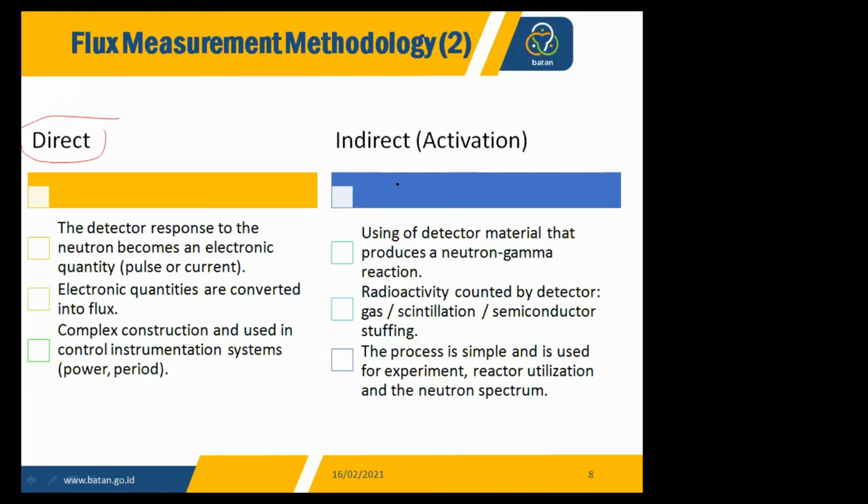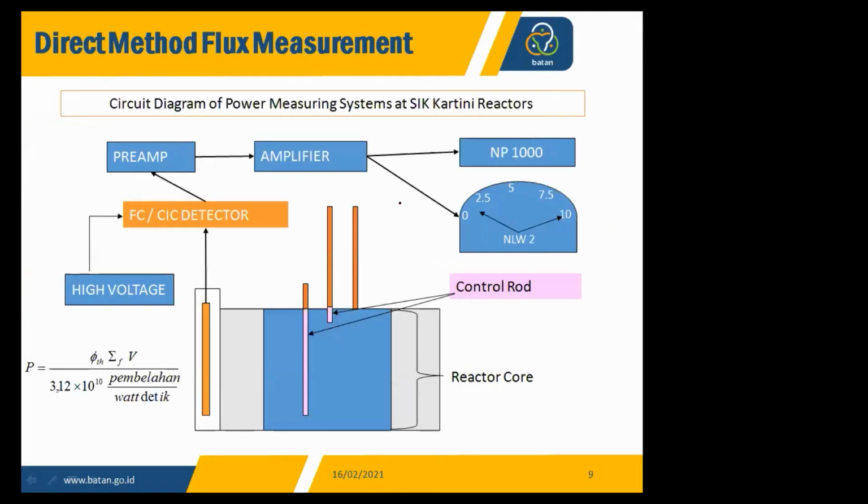And the other method is the indirect method, or activation. The other method uses detector materials that can be activated by neutron interaction. Furthermore, the radioactivity of the activated materials is counted by gamma detectors such as gas filling, scintillation, or semiconductors. This method is simple and can be used for experiment, calibration, or neutron spectrum investigation. This slide shows you the direct method of flux measurement, by using neutron detectors. You can see the FC is the fission chamber, or CIC.